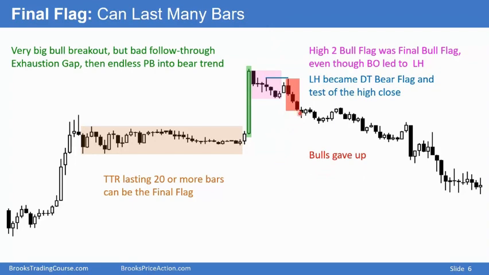The bulls gave up and the bears started to sell aggressively, confident that at a minimum, the market would get down to the bottom of the buy climax here or here. Also, the magnetic pull of the tight trading range. We should get down there as well.